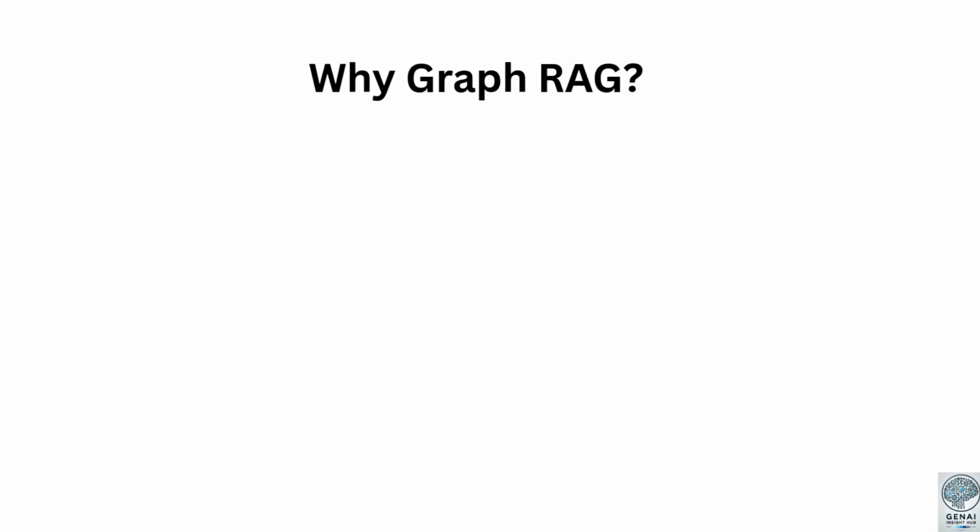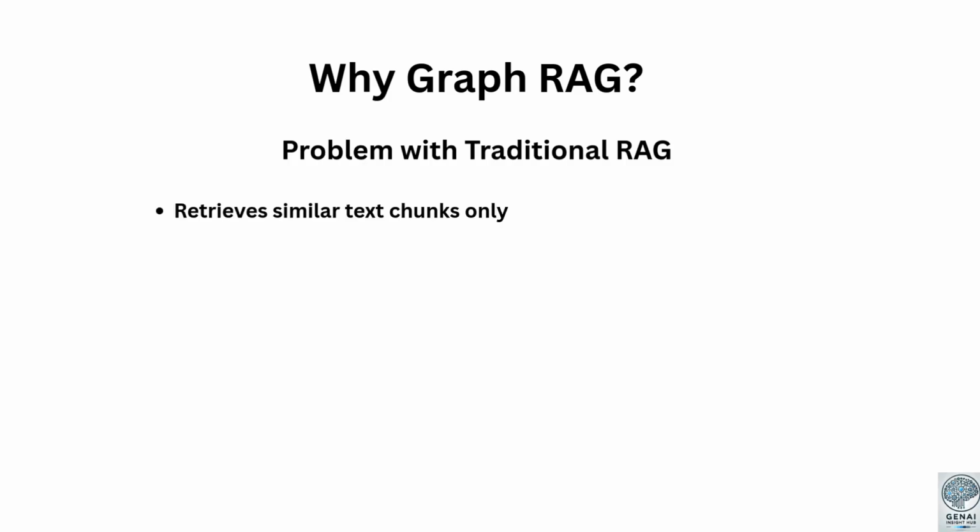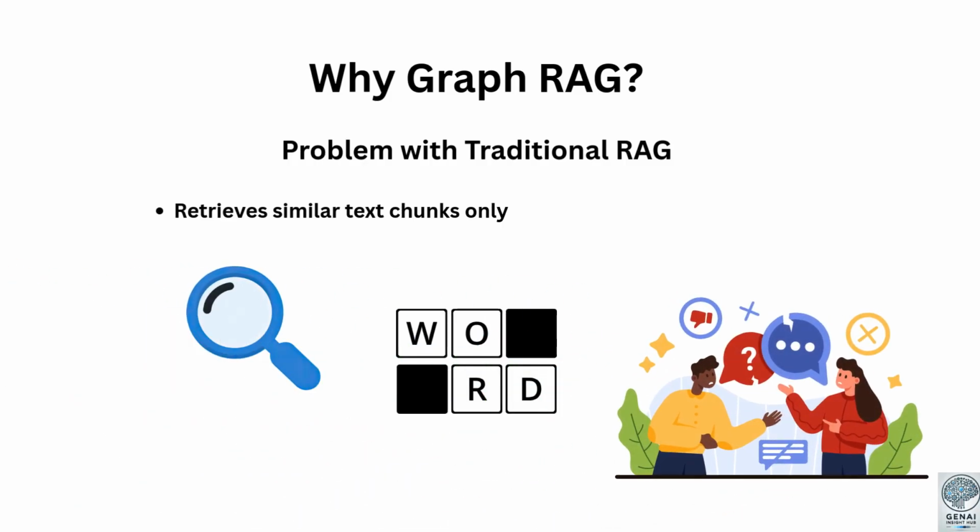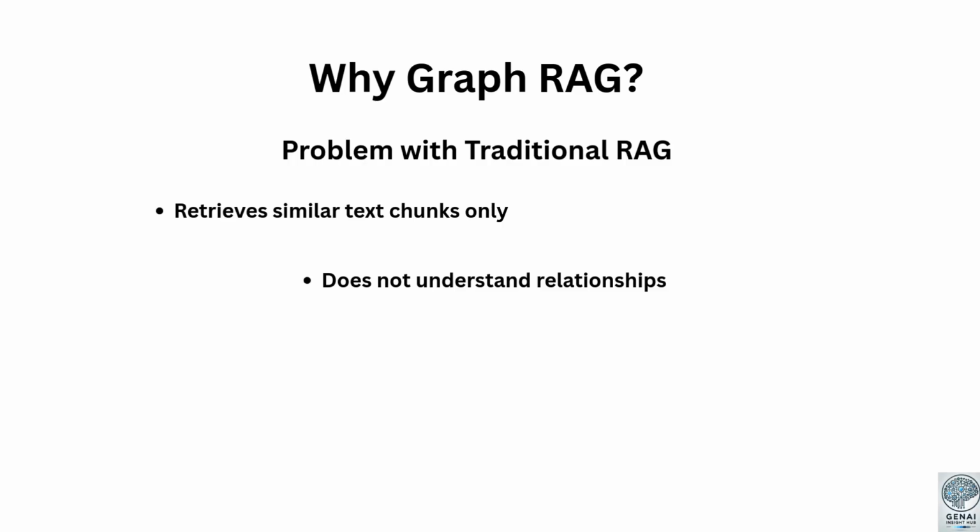Now let us see why graph RAG is needed. Before understanding graph RAG, we must first understand the problem with traditional RAG. Traditional RAG retrieves similar text chunks only. That means it searches based on matching words, not real understanding. It does not understand relationships between concepts. For example, it may know fever and infection, but not how they are connected.